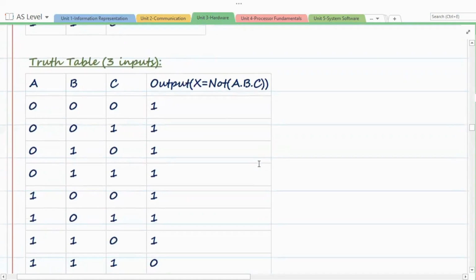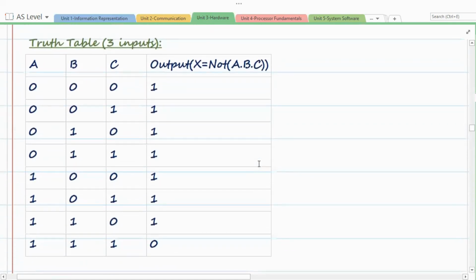Now, this is the truth table with 3 inputs. Again, I have not created a truth table with 4 inputs. That's your task. You will create that. However, as you know, in the AND gate, all these were 0 and only this was 1. But here in the NAND gate, it is exactly the opposite.